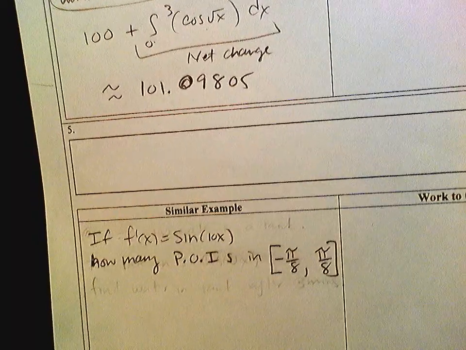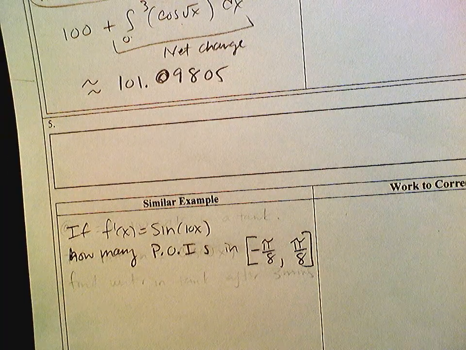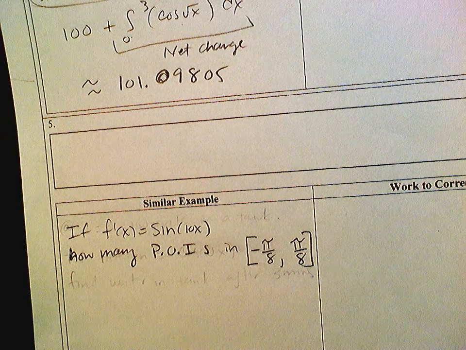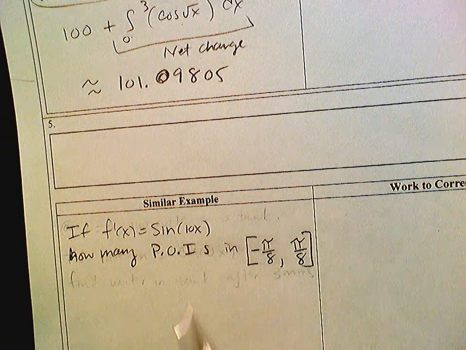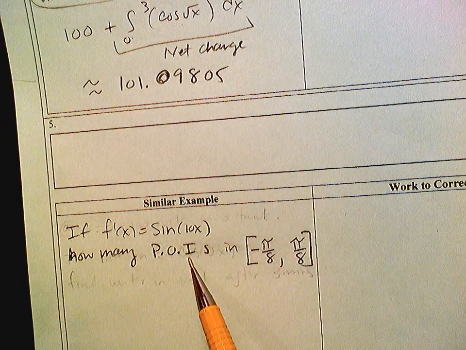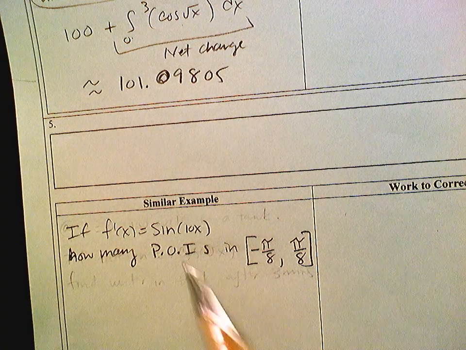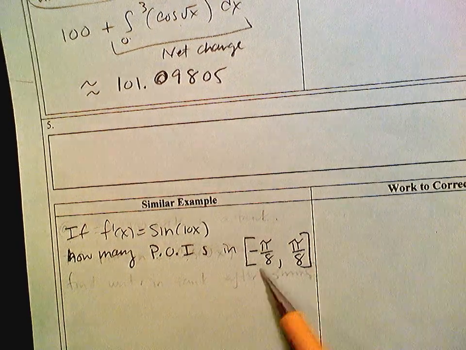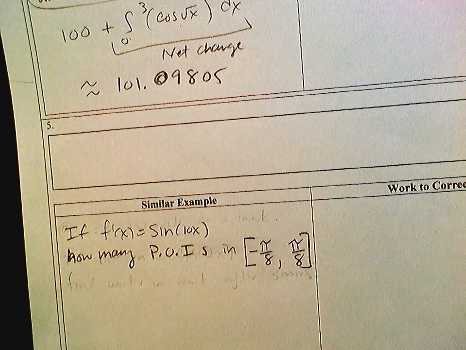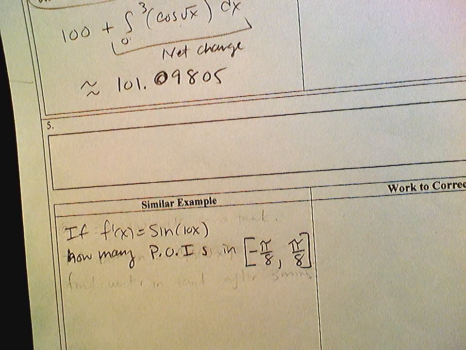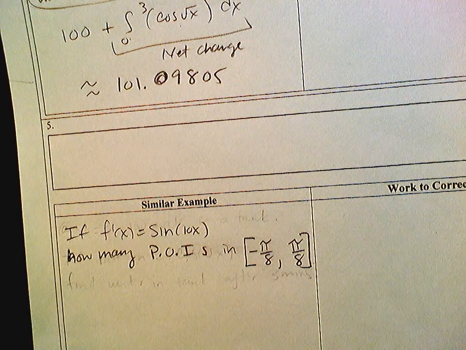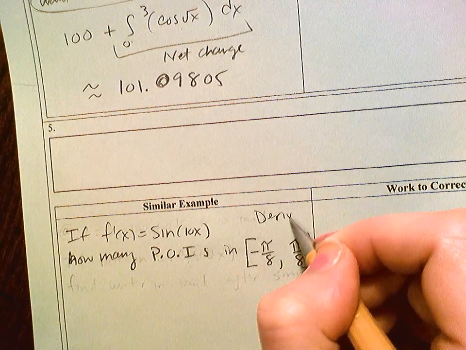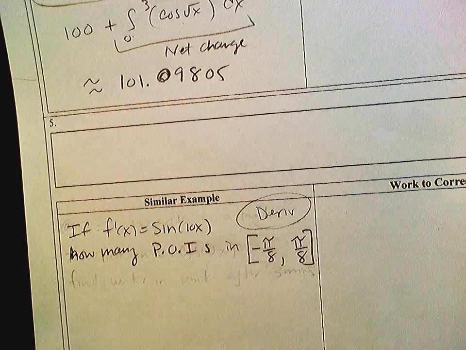Now this one. If f prime of x equals 10 sine of 10x, how many points of inflection does the original f have in this interval? Whenever you're dealing with points of inflection or extrema, maxes or mins, you ask yourself: limit, derivative, or antiderivative. This would be the derivative.